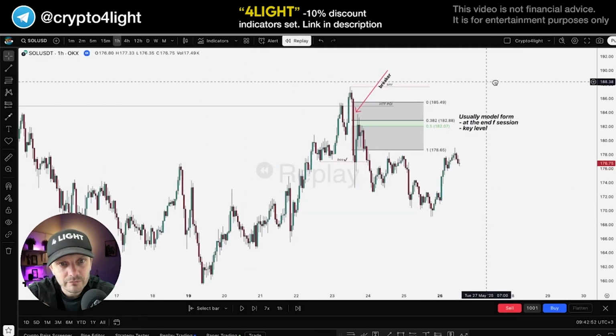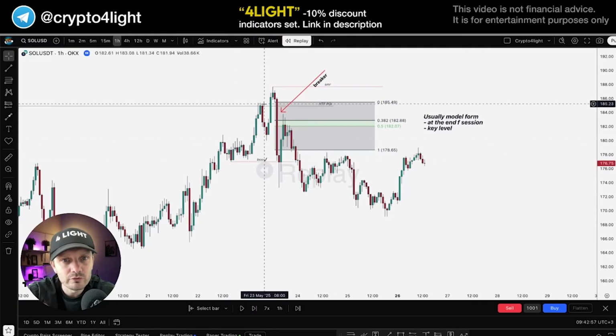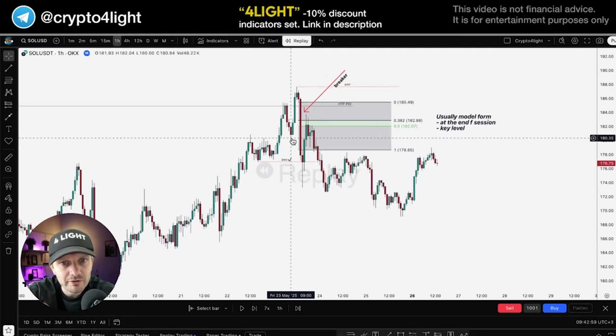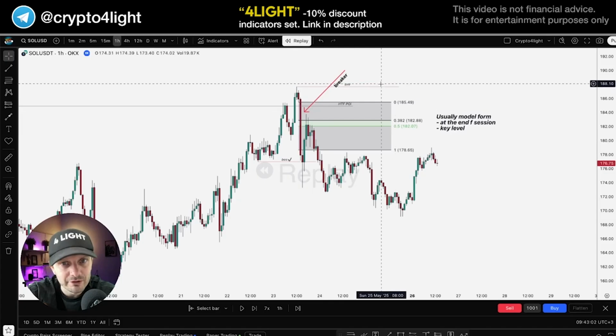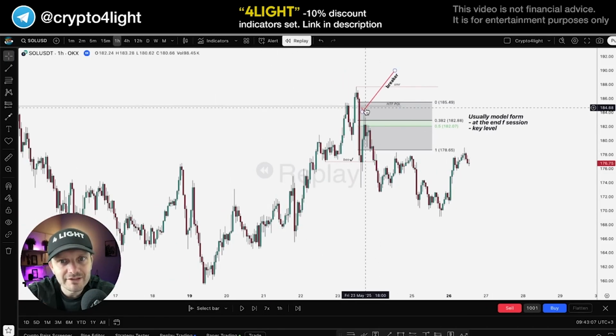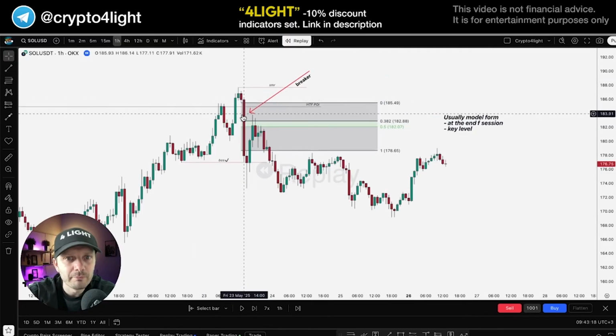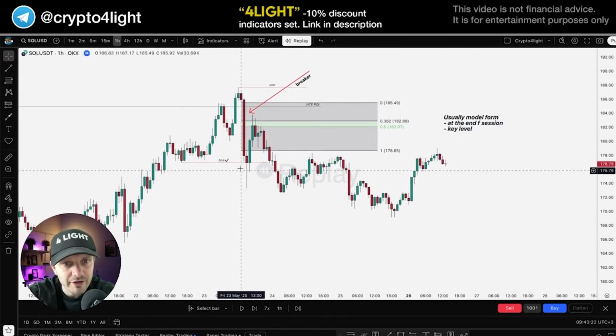Here we climb it up. Here was the last boss, for example, or this one, impulse. We sweep the high, form correction, form the SMR, right? Because we closed the candle over the high time frame point of interest. Here, this is going to be the SMR. Here we form the breaker, crash it down, break the structure.